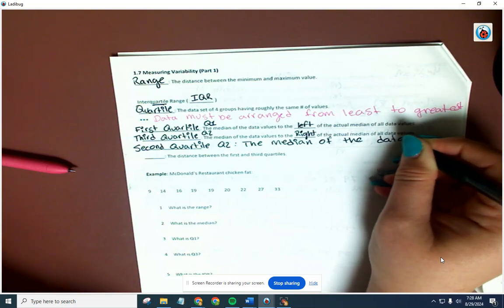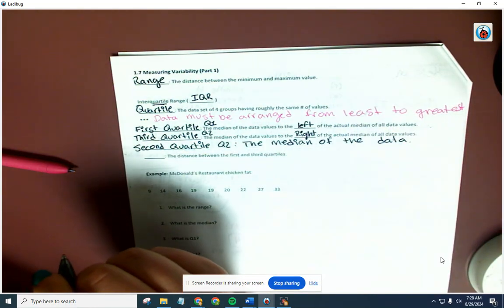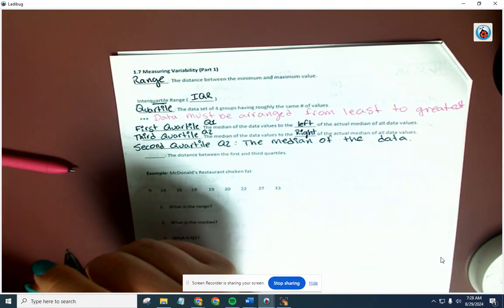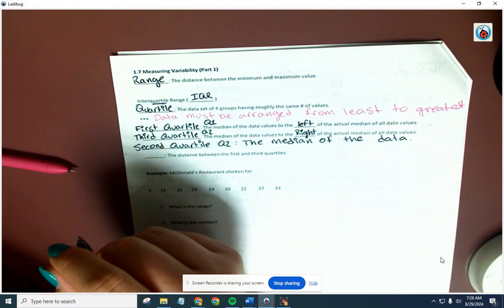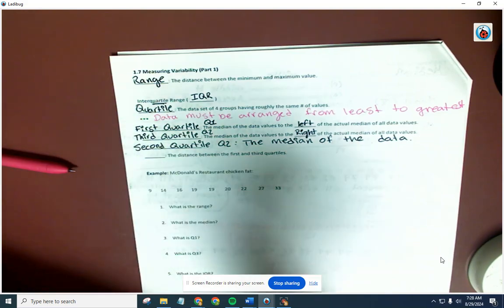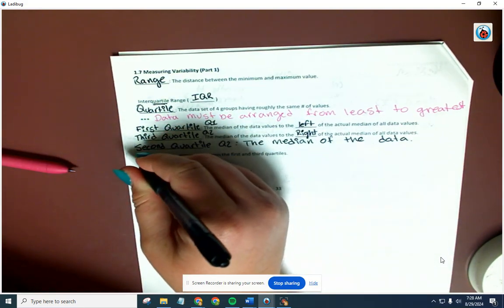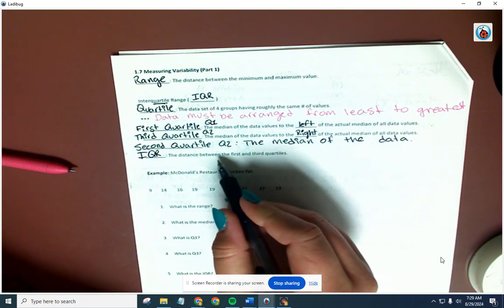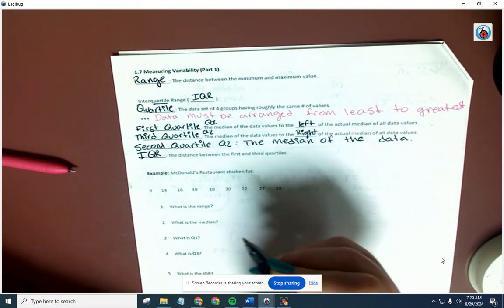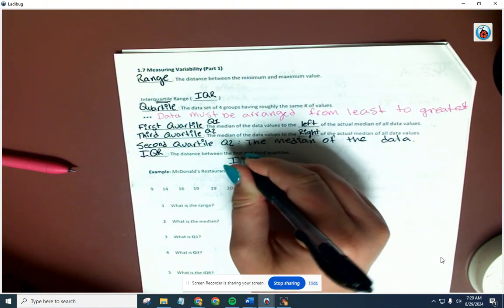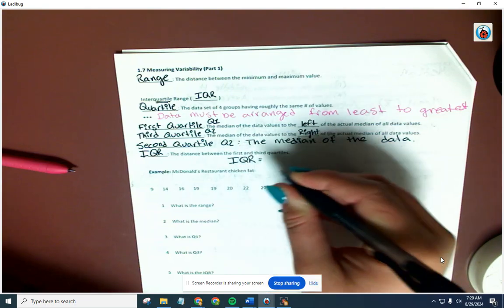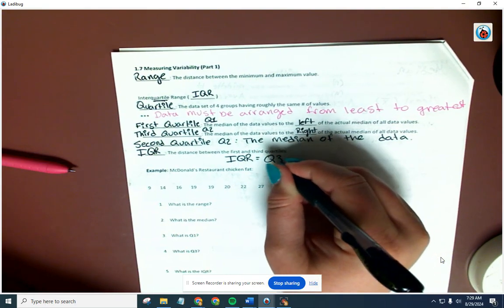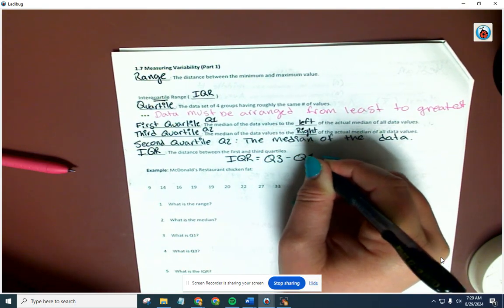Now, typically for range, what we'll do is we'll take the highest number and subtract the lowest number from it, assuming that the lowest number is not 0. For the IQR, the interquartile range, we're going to find the distance between the first and the third quartiles. So we are going to say that IQR is equal to Q3 minus Q1.